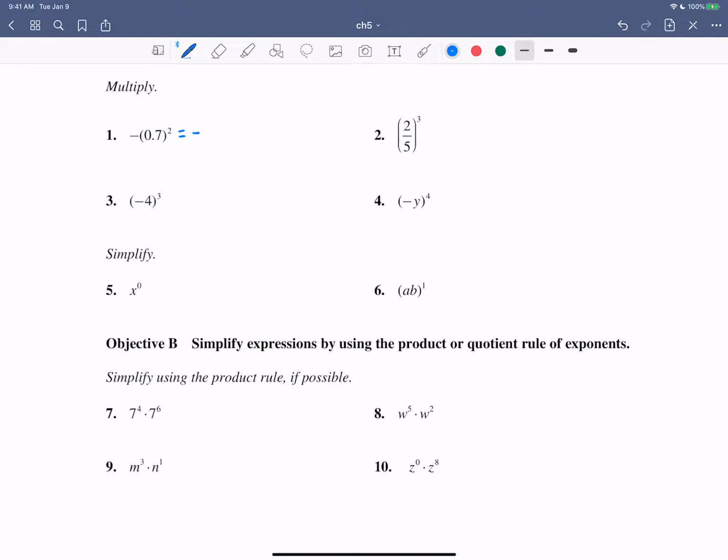By definition of exponents, we multiply the base twice. And we simplify this by the order of operations, and we obtain negative 0.49.